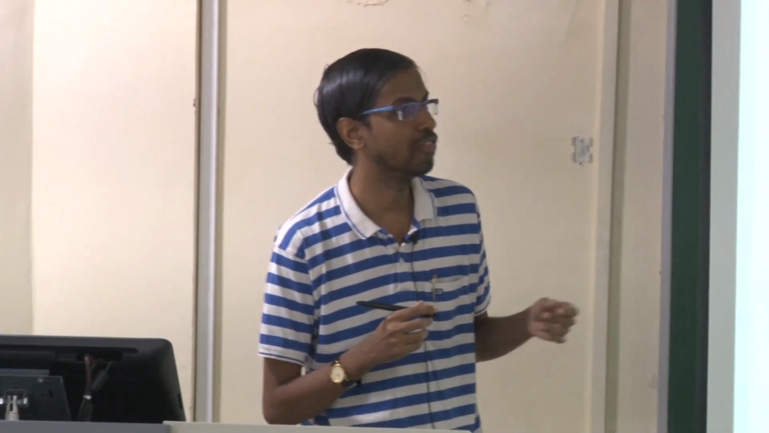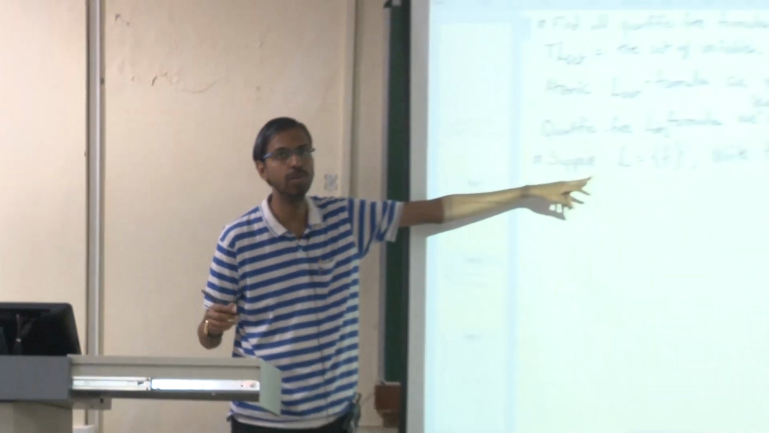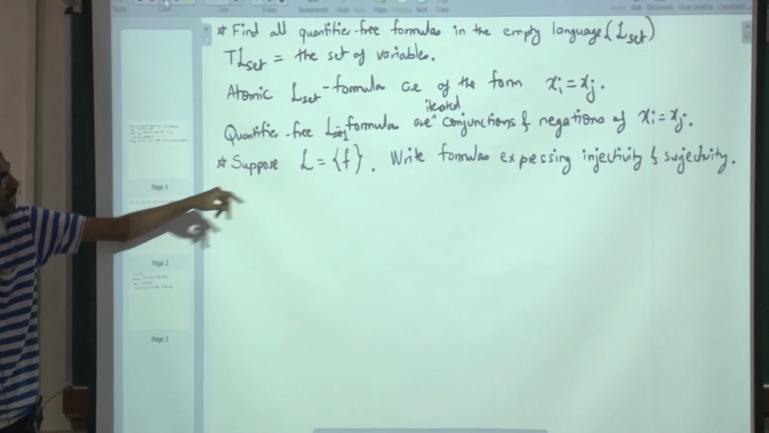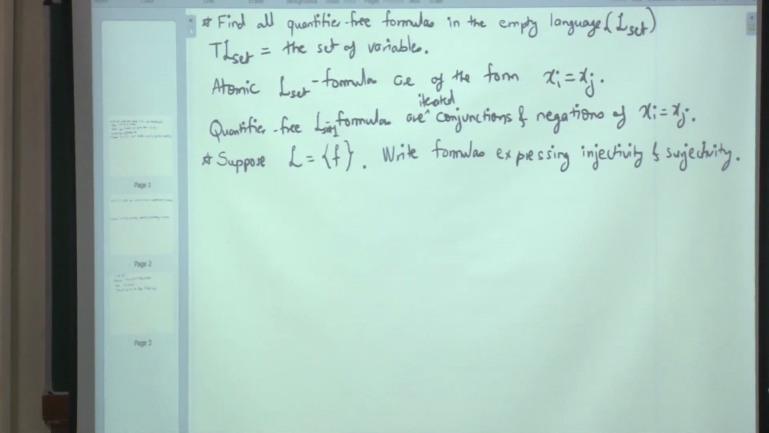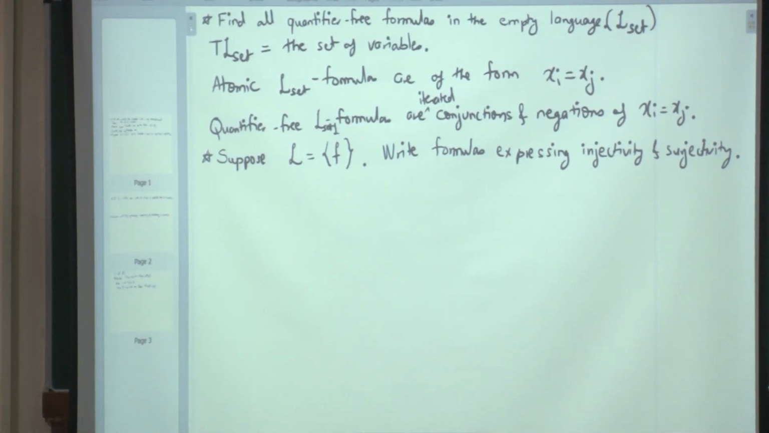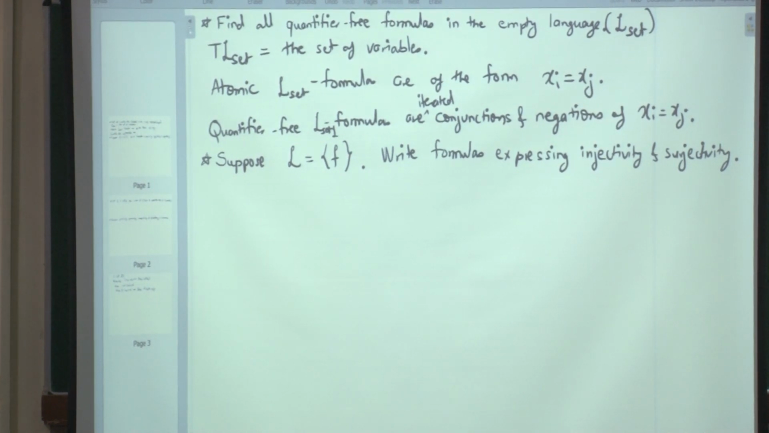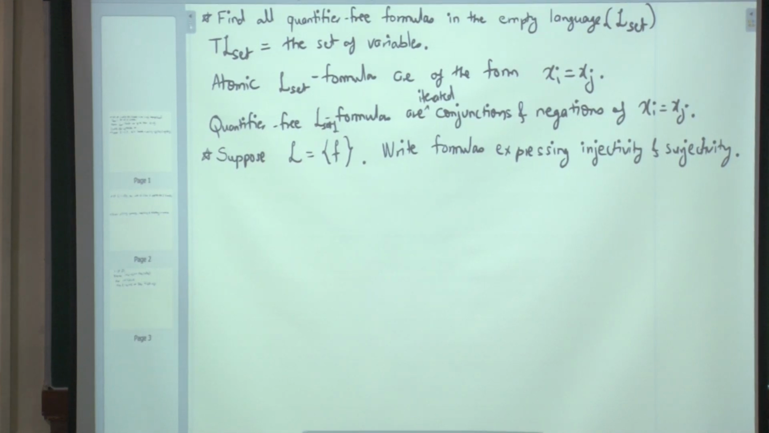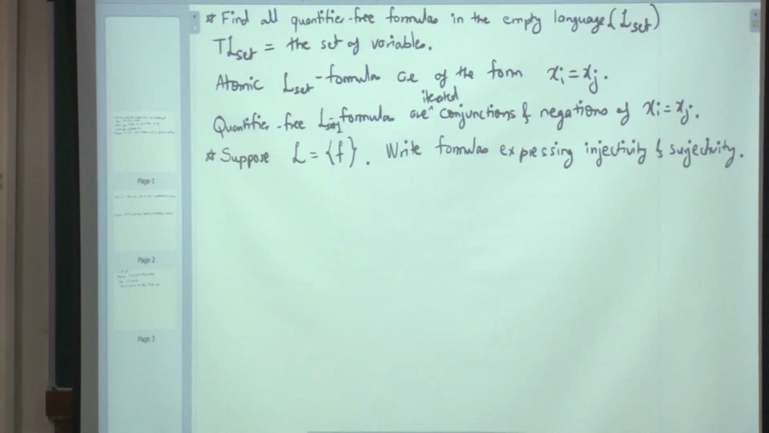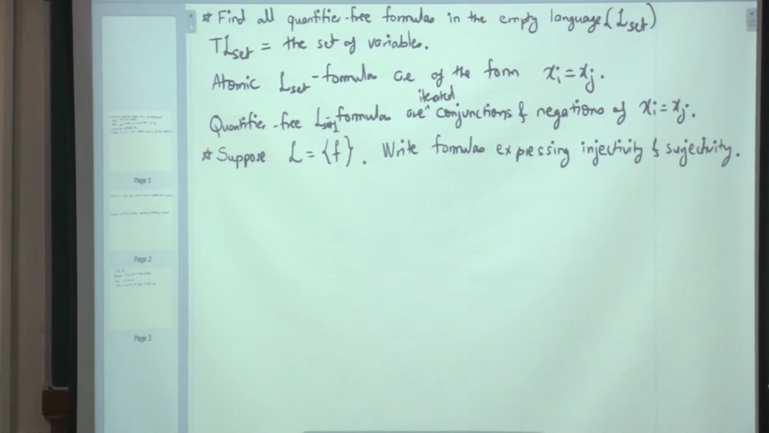Okay, so the next question is, if our language consists of a single unary function symbol, then can you write formulas which express injectivity of this function? What is the definition of an injective function? F of x equal to F of y implies x equal to y. Now this is a formula in our language.